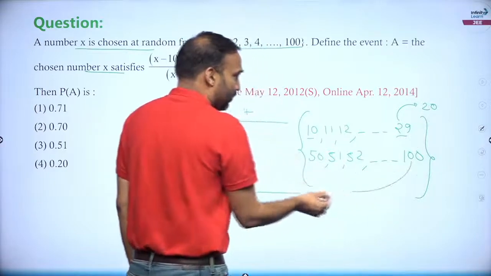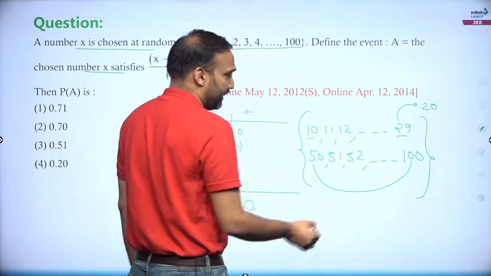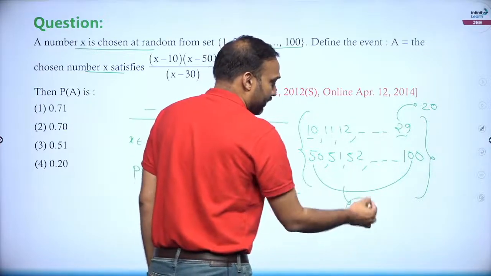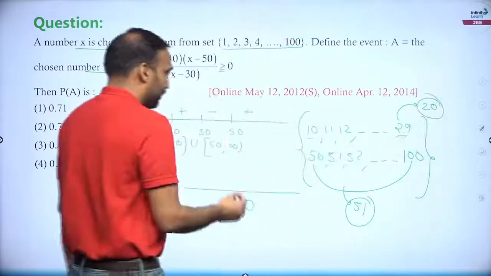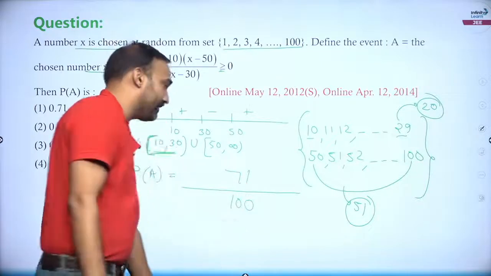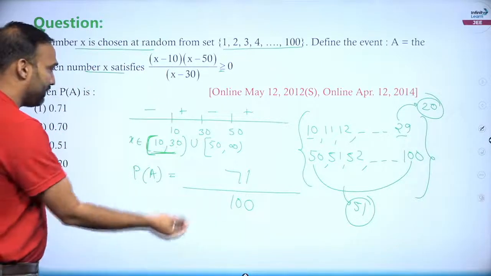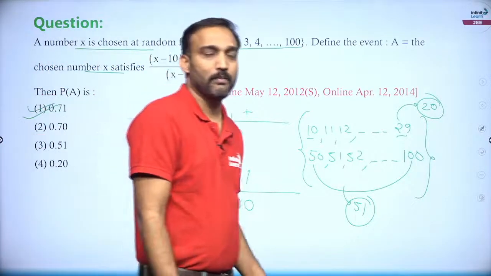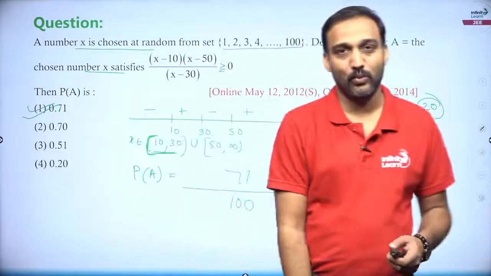Now if I count over here, this becomes 50. I have to count both these numbers. So it becomes 51. 51 over here, 20 over here. Total becomes 71. So my answer would be 71 by 100, or basically 0.71. So your answer is option number A, that is 0.71.